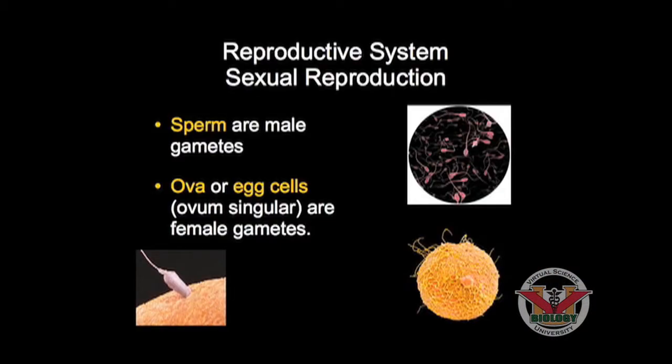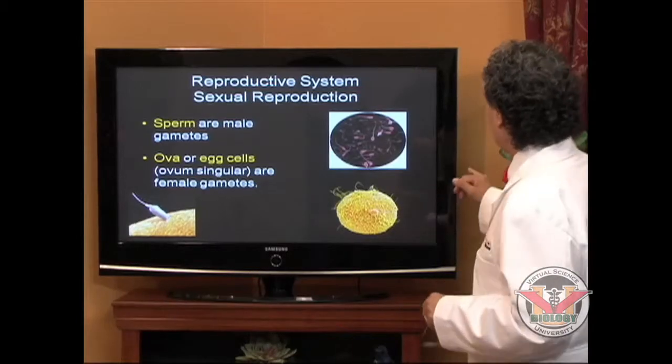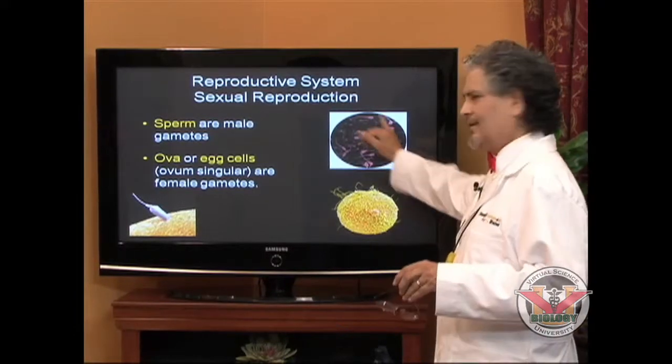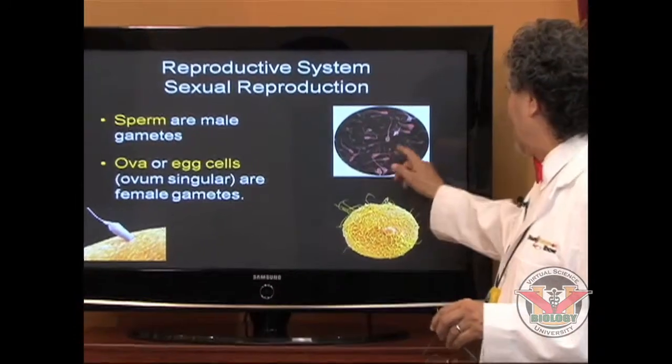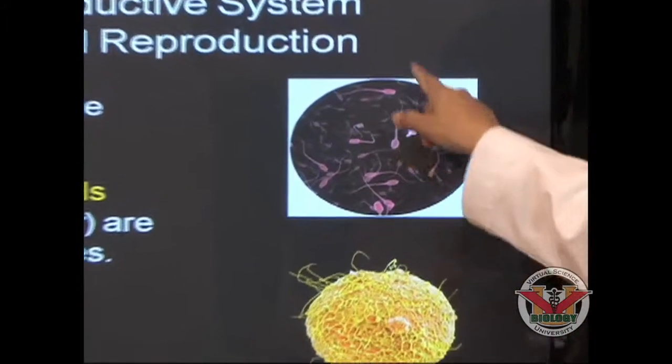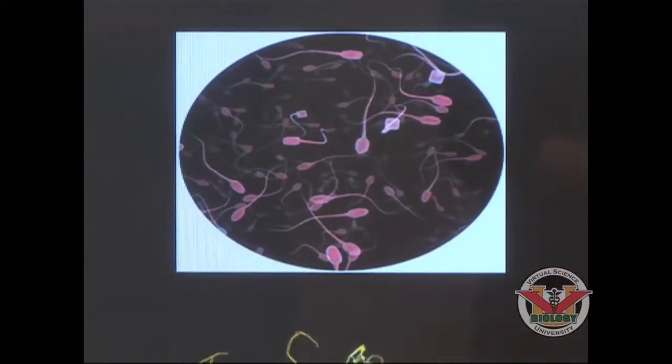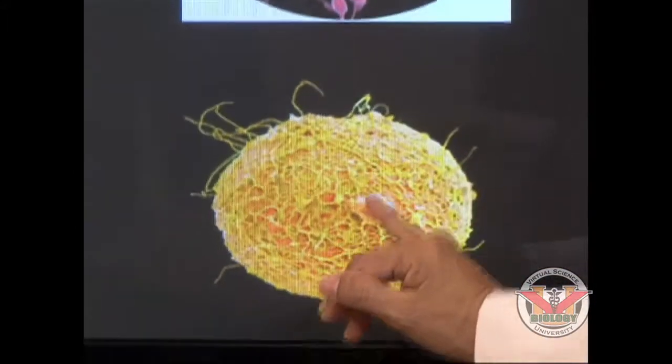Of course, the sperm are the male gametes, and the ova, or egg cells, are the female gametes. Ova is plural, referring to egg cells, and ovum is singular, and those are the female gametes. You can see clearly a picture of that. Here's a picture of the sperm. Notice the tails on them, the flagella, and this is a picture of the egg.